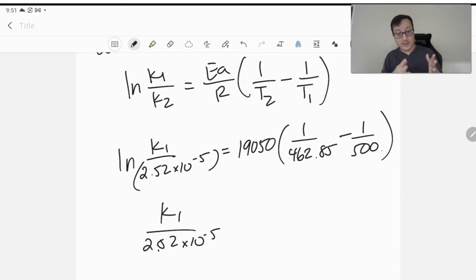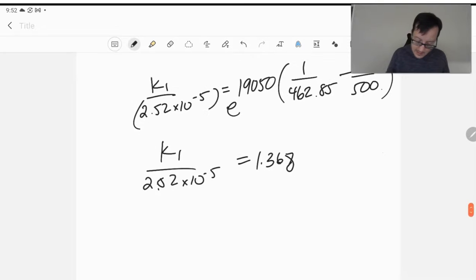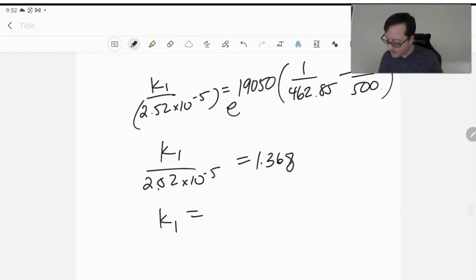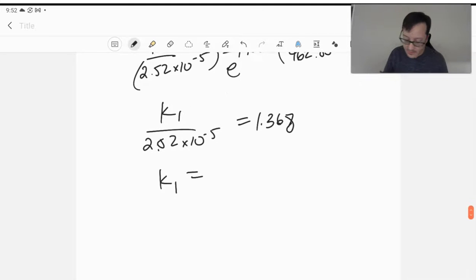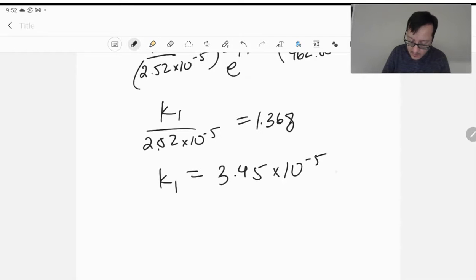So remember, to get rid of a natural log function, we have to do e to the. So we get rid of the natural log and we put e to all that stuff. And so here we go. We have k1 over 2.52 times 10 to the negative 5 equals 1.367, or 8 maybe, depending on your rounding. We just need to multiply the denominator now, so times 2.52 times 10 to the negative 5, and we get 3.4445, I guess we can say, times 10 to the negative 5. And we will have the same units that we started with, which were per second.